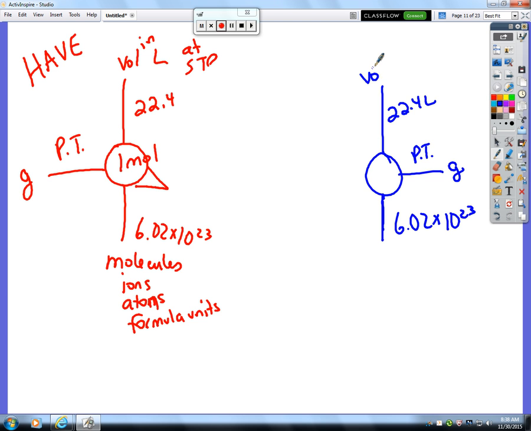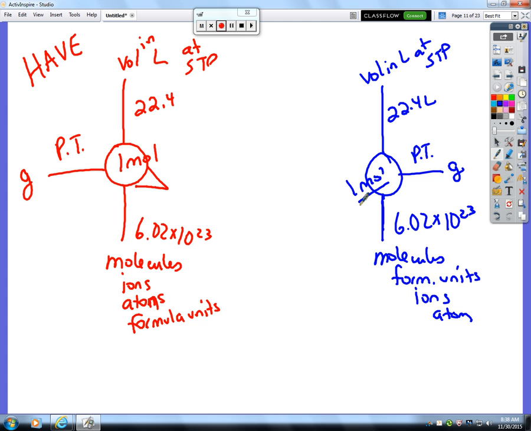So all I'm doing is copying this down. Again, please just watch. This is molecules, formula units, ions, atoms. And I've got 1 mole in here. So this is going to be what I need. So you have a mole map for what you have, and you have a mole map for what you need.